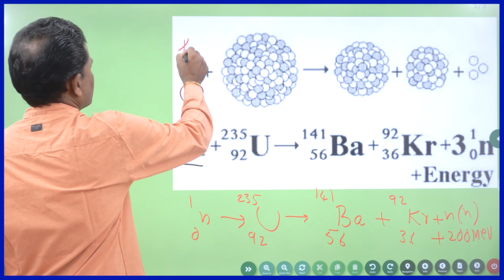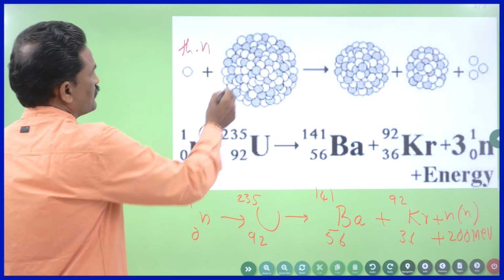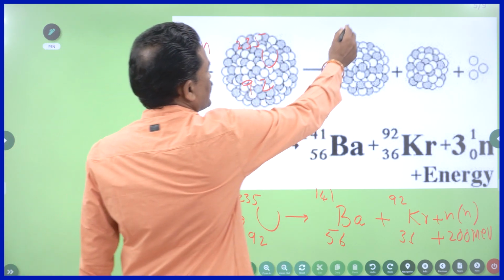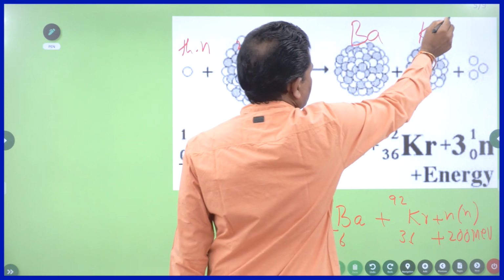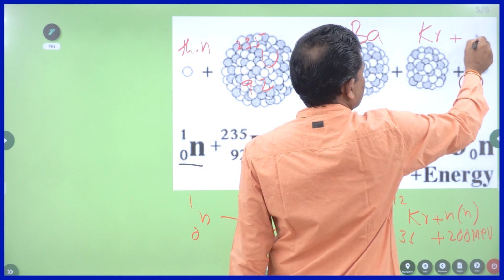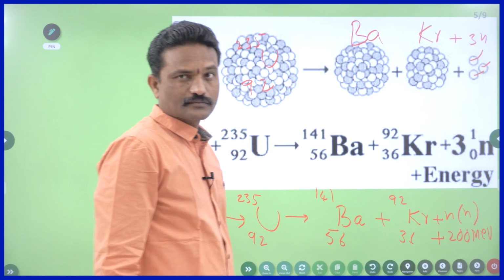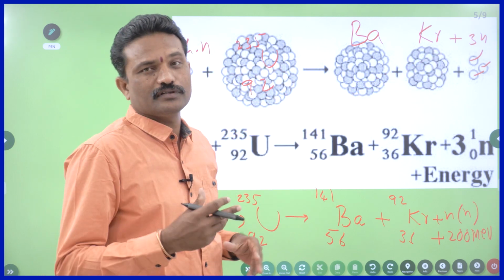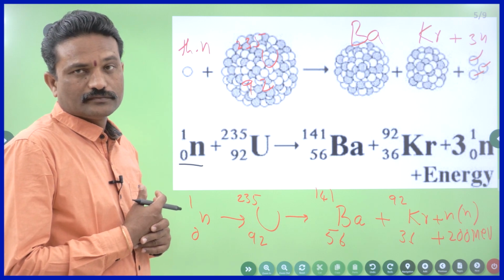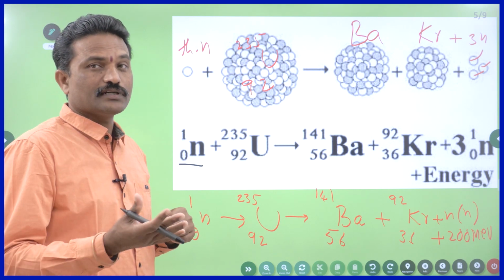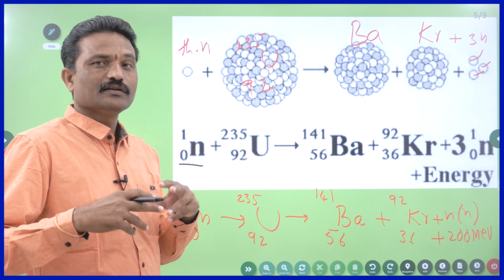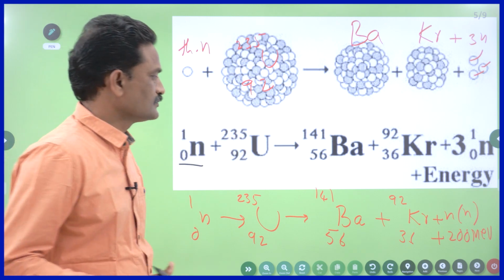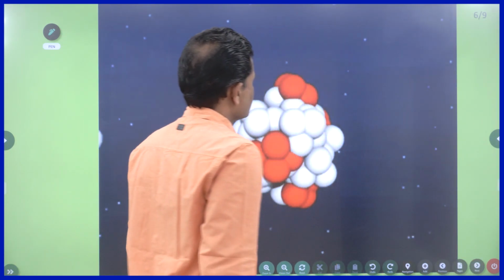So this is the thermal neutron. When it bombards uranium-235, it gives out a barium nucleus plus a krypton nucleus, and these 3 are 3 neutrons. So what happens? These 3 neutrons once again bombard 3 more uranium nuclei, giving out 9 neutrons. Those 9 neutrons once again bombard 9 more uranium nuclei. In this way, this process goes on. And that process is called chain reaction.